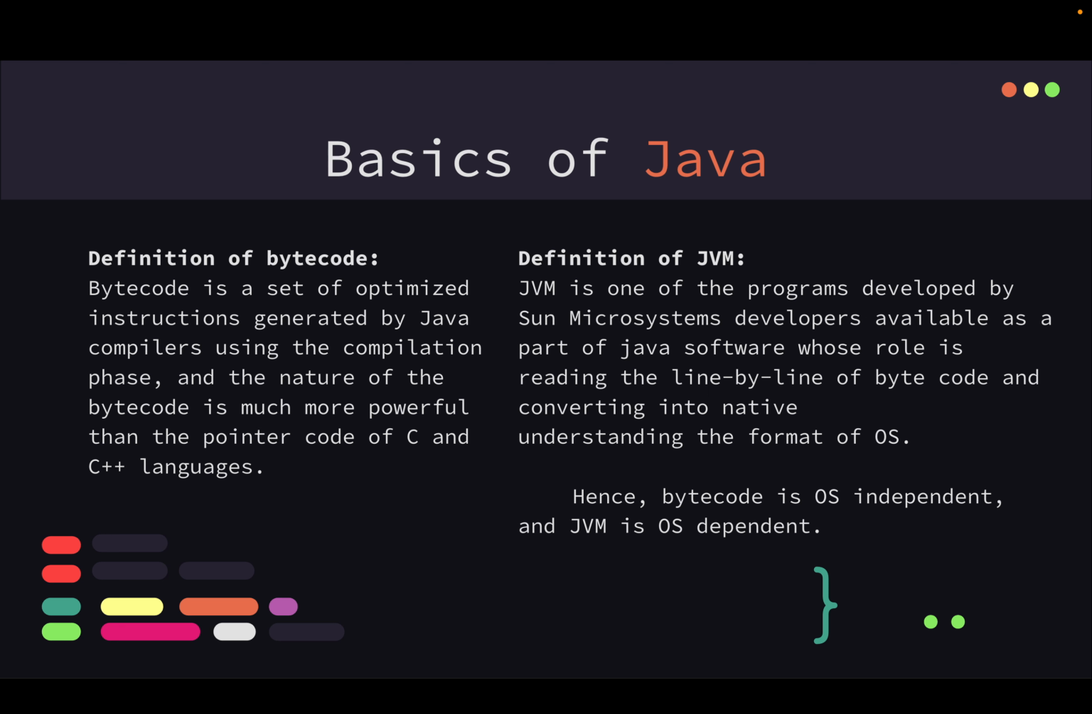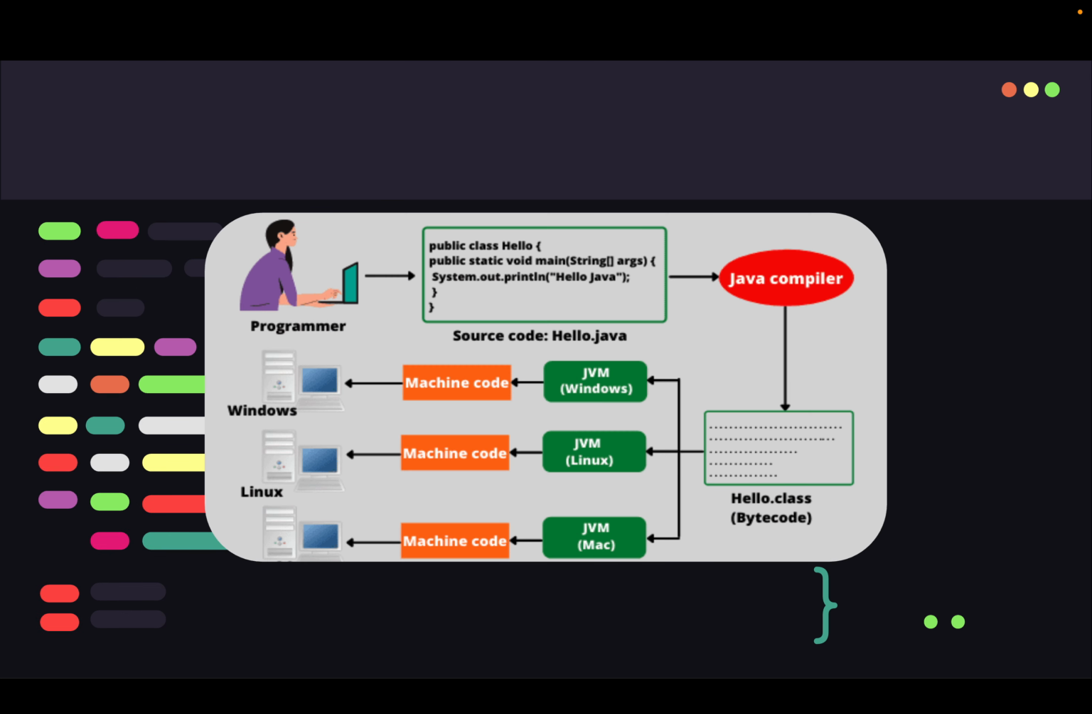It is part of the Java software whose role is reading the bytecode line by line and converting it into native understanding format of code, meaning the OS, the operating system. So here bytecode is platform independent, that is OS independent, and JVM is OS dependent, platform dependent. Okay, that is the basic theory. Next, what are the steps I have given? Java code to compilation, then the compiler produces the .class file, then JVM on Windows, Linux. Every operating machine has its own JVM. Windows JVM is different, Linux JVM is different, and Mac JVM is different. Okay, that is the structure.